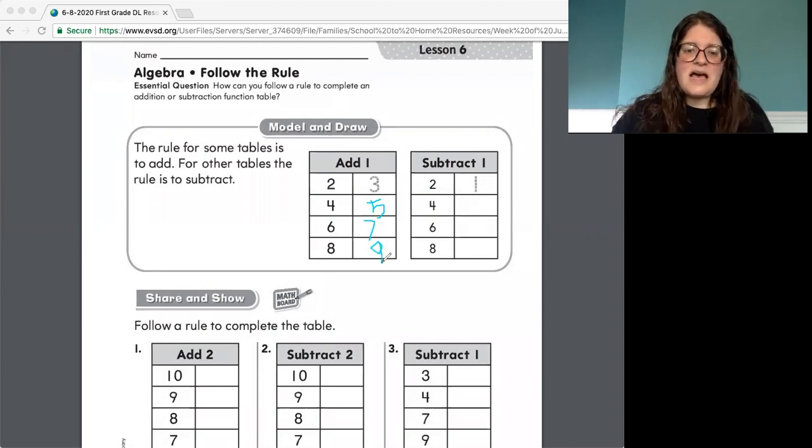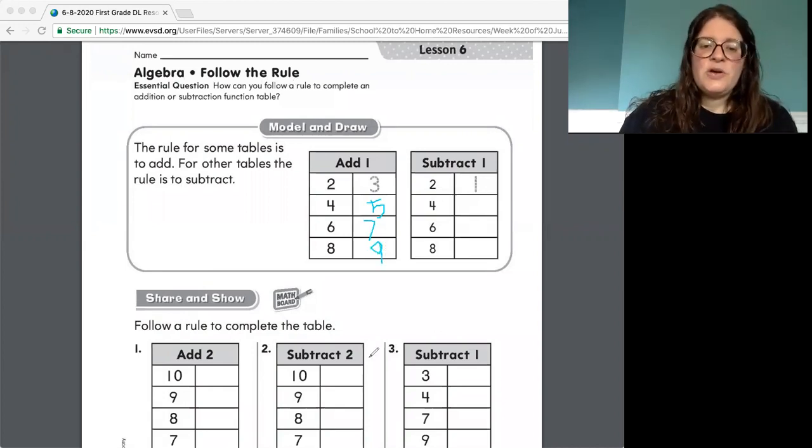So you're going to do that with this page. Some of them you're going to add, some of them you're going to subtract. So you have to really pay attention to what the directions say at the top of that function table.